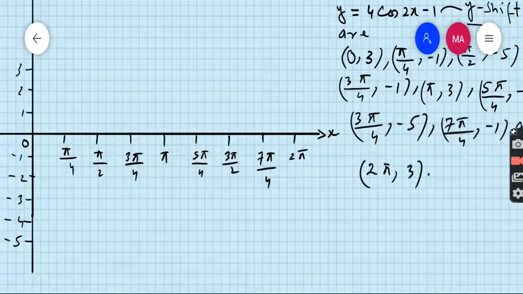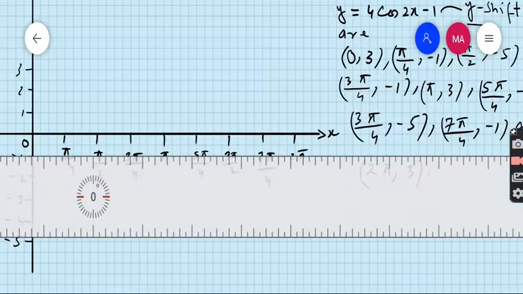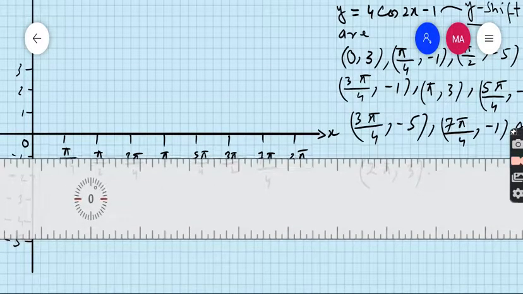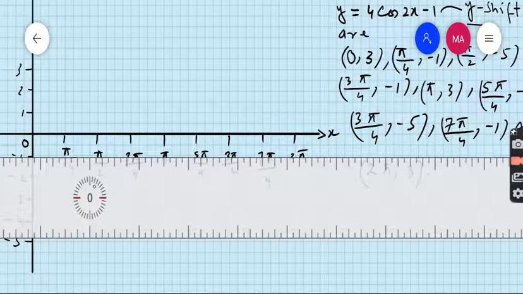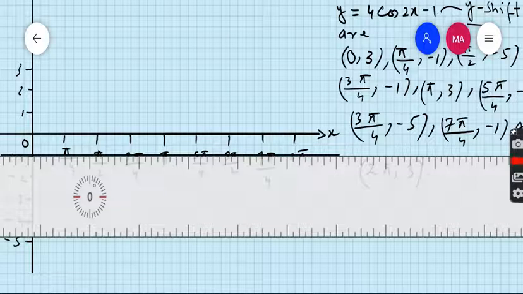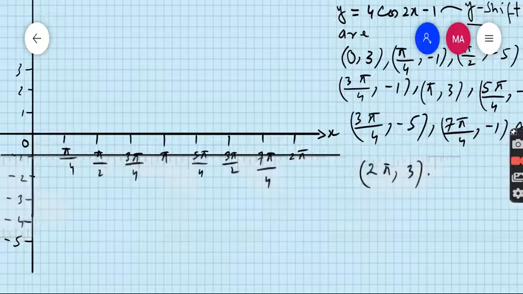First draw the line of y is equals to minus 1. Okay. Y is equals to minus 1. This is the line, because this line is your axis, not the x-axis this time.